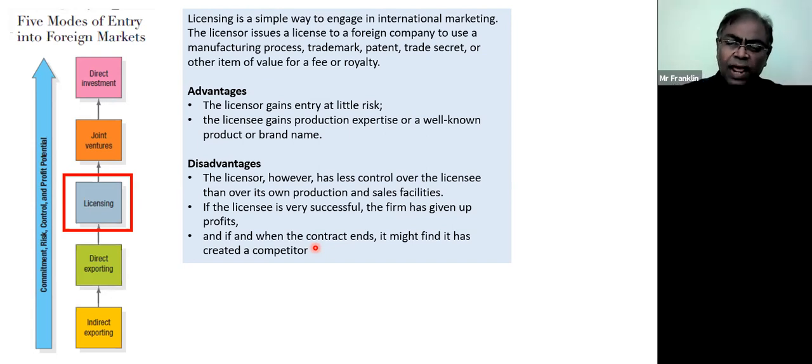Now, what companies like Coca-Cola do is they keep the formula. Coca-Cola licensed the product to a local company who manufactures it and markets it. But the formula they hold. They don't give the formula to them. They hold the formula. And that is why, even if they want to do their own, they cannot.